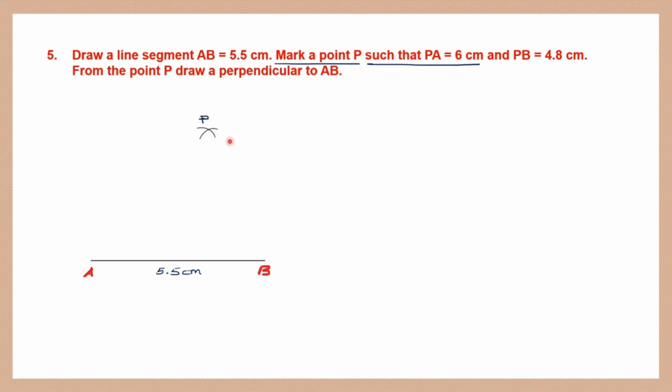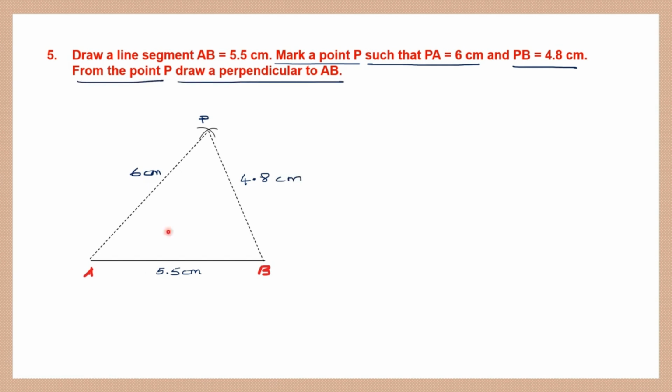That means PA, here it says PA is 6 centimeters. That is what we measured. So PA here is 6 centimeters. And PB we have already measured, and that is 4.8 centimeters. Now the question is, from the point P, draw a perpendicular to AB. And the point P is here. And we have learned to draw a perpendicular to a line segment from a point outside the line.